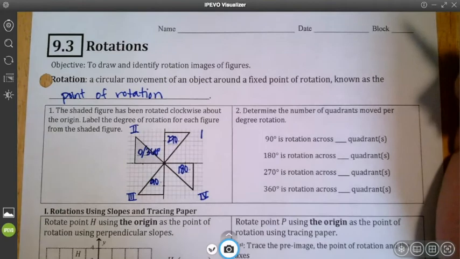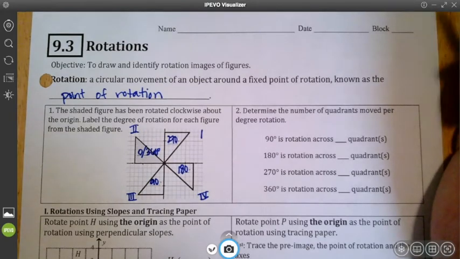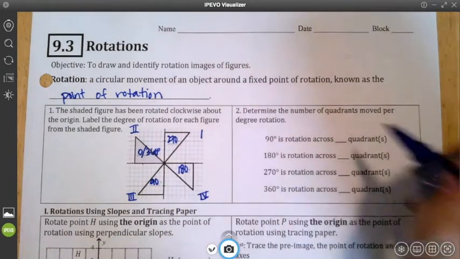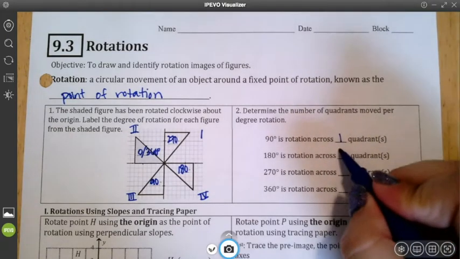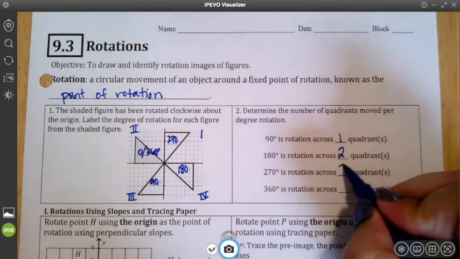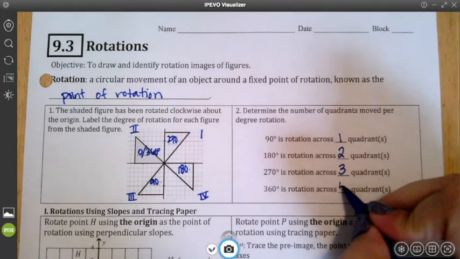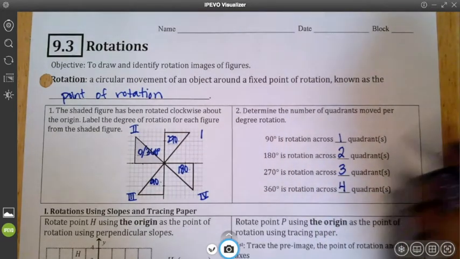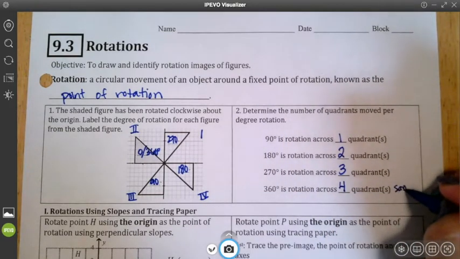So determine the number of quadrants moved per degree rotation. Well, 90 degrees is 1 quadrant, 180 is 2, 270 is 3, and 360 is 4 quadrants, which is the same as saying no quadrants.